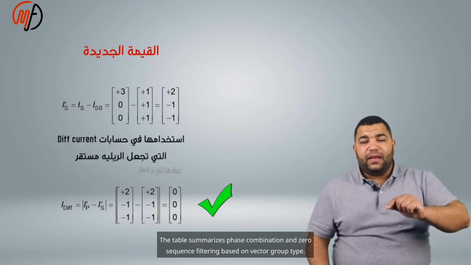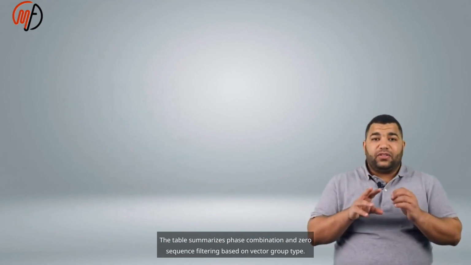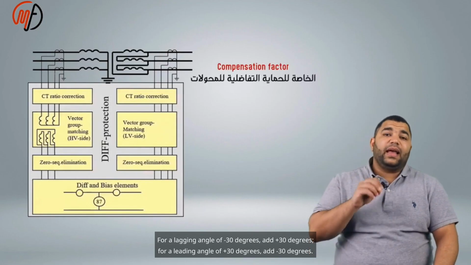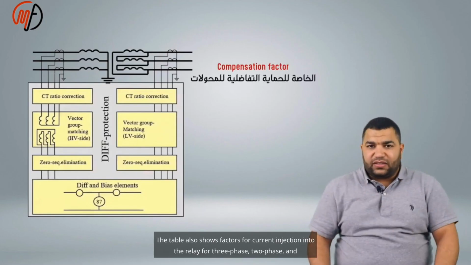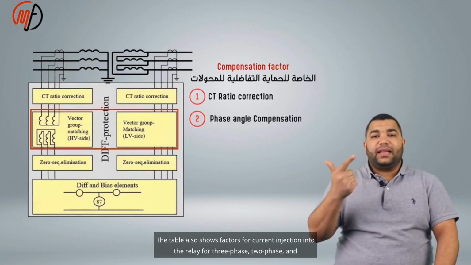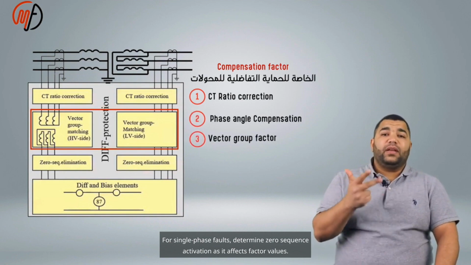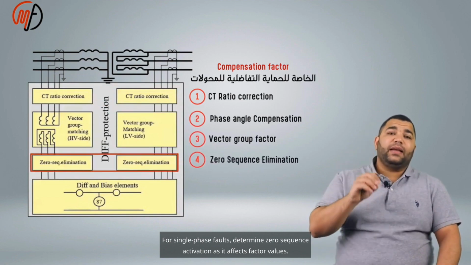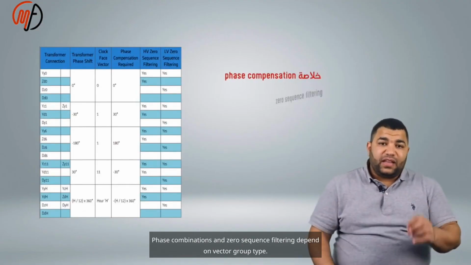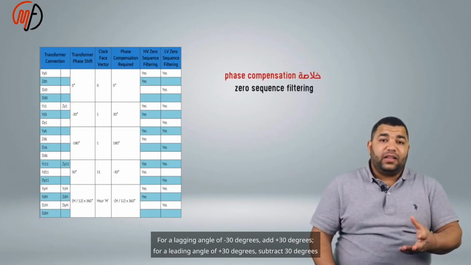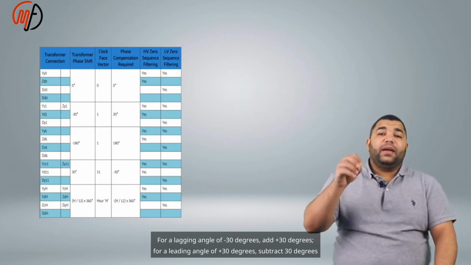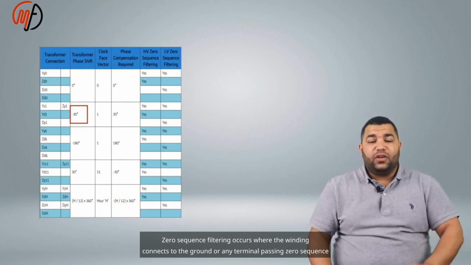The table summarizes phase combination and zero sequence filtering based on vector group type. For a lagging angle of 30 degrees, add plus 30 degrees. For a leading angle of plus 30 degrees, subtract 30 degrees. The table also shows factors for current injection into the relay for 3-phase, 2-phase, and single-phase faults. For single-phase faults, determine zero sequence activation as it affects factor values.